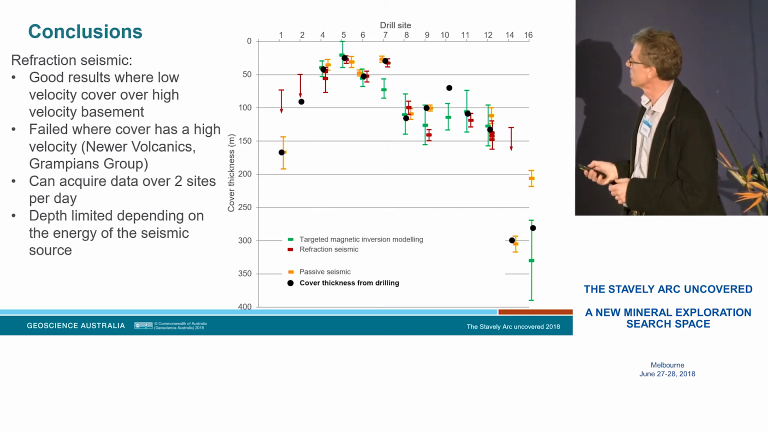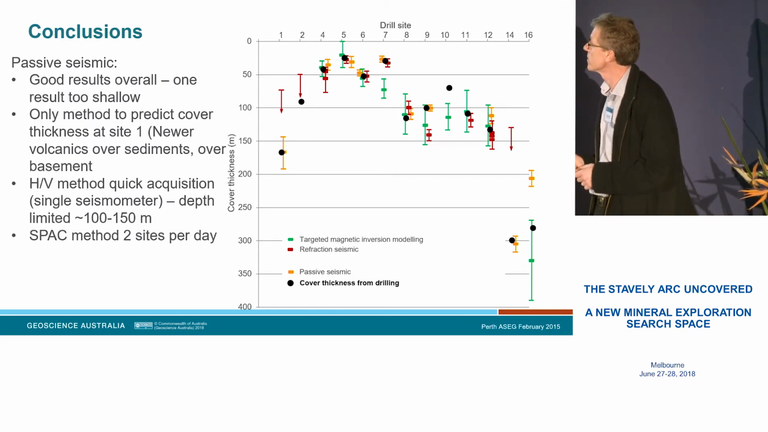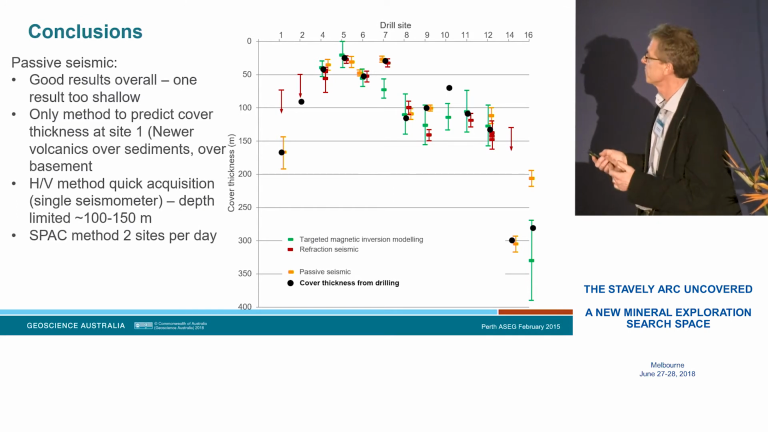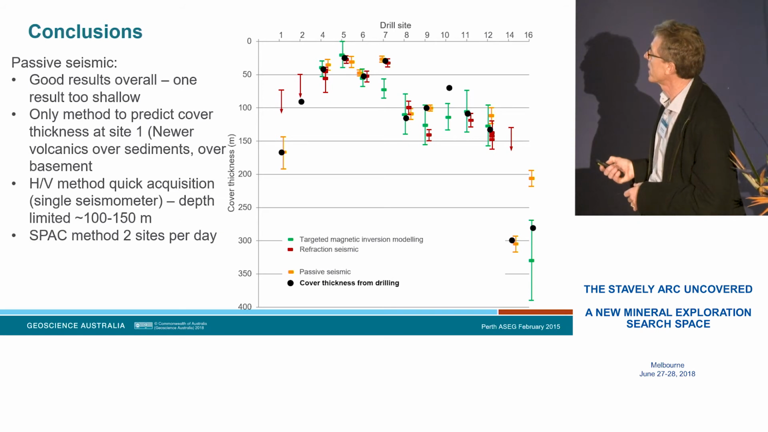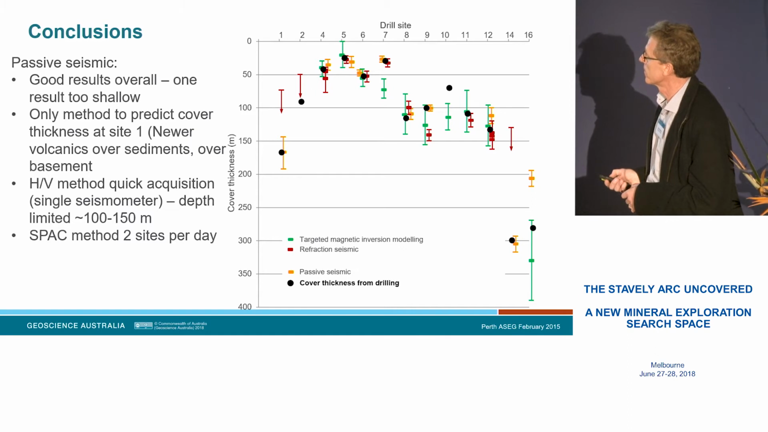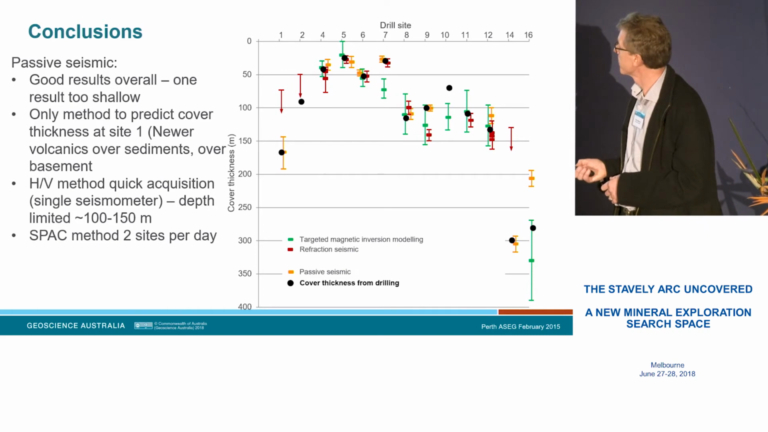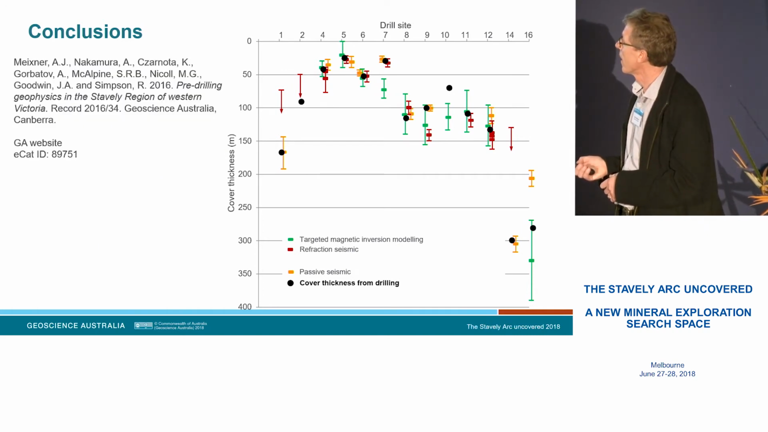But you can acquire 2 sites in one day, but as I mentioned, can be depth limited depending on your seismic source. And passive seismic, also very good as well. It nailed that problematic site, the only method which managed to do that. H-on-V methods, super quick, probably cheap, you're only using a single seismometer, depth limited, but even the SPAC method, they're cranking out 2 sites per day as well. And this has all been written up in a report, which is on the GA website.